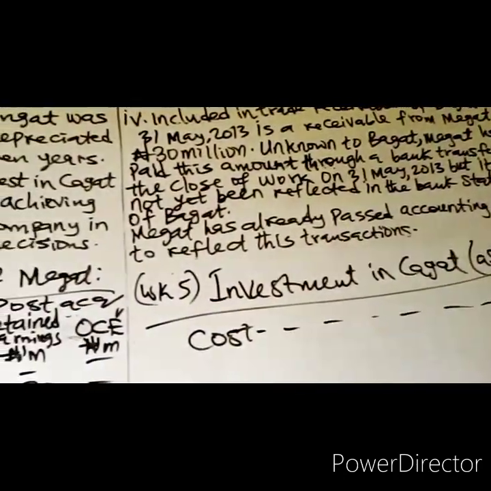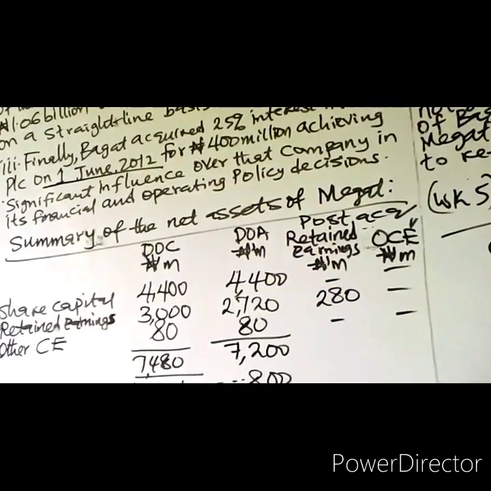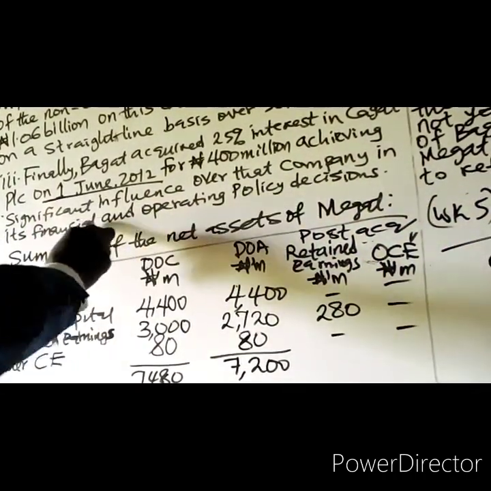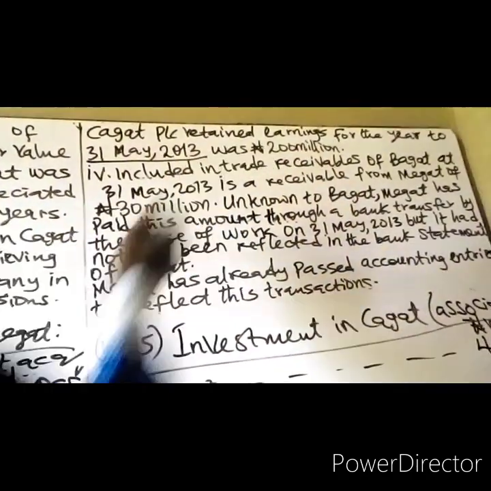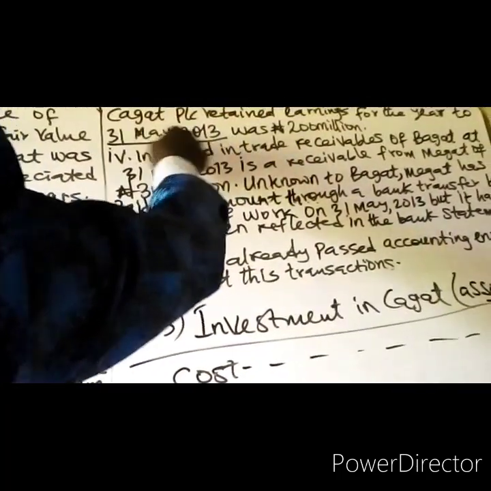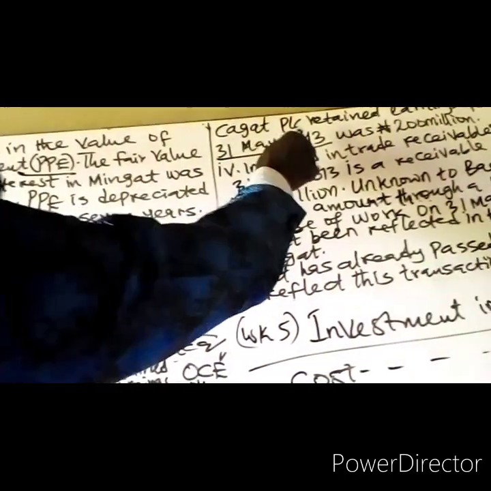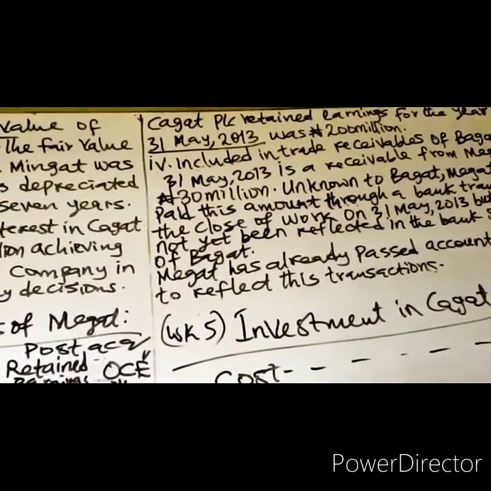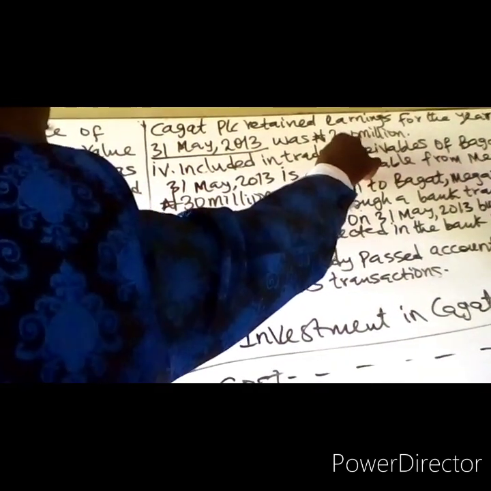You adjust for the investor's share of post-acquisition profit of the investee. Now, how much is the post-acquisition profit? Acquisition is as at 1st of June 2012, and they achieved significant influence over that company in financial and operating policy decisions. The profit for the year to 31st May 2013 is 200 million. From 1st of June 2012 to 31st May 2013, that is 1 year, and all of that period relates to the post-acquisition period. So the post-acquisition profit of Kagat is 200 million.